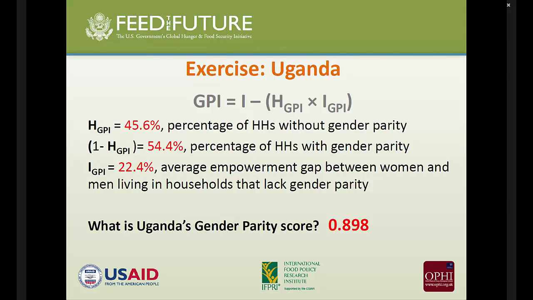But basically, if you flip it, no, this is not HGPI. What we mean here is that, oh no, this is without. This should be the negative. Without gender parity. Sorry, I should change this. This is the 1 minus. So don't use this. Use this one. And then the IGPI is the average empowerment gap between women and men living in households that lack gender parity. So among the households without gender parity, this is how far the women's scores are from the men. So this is 1 minus this times this, okay?